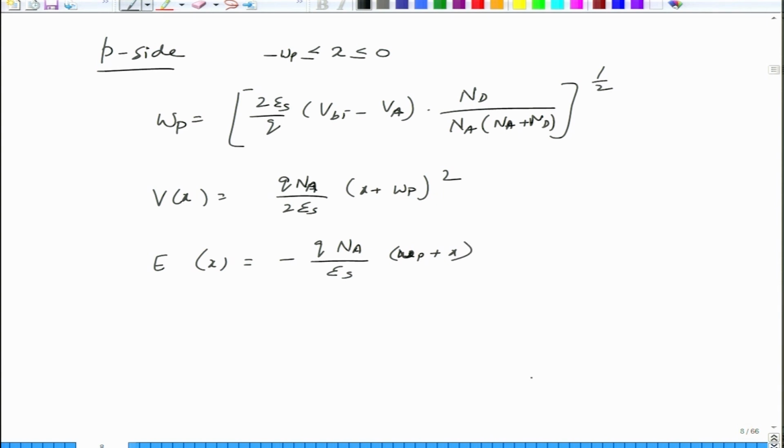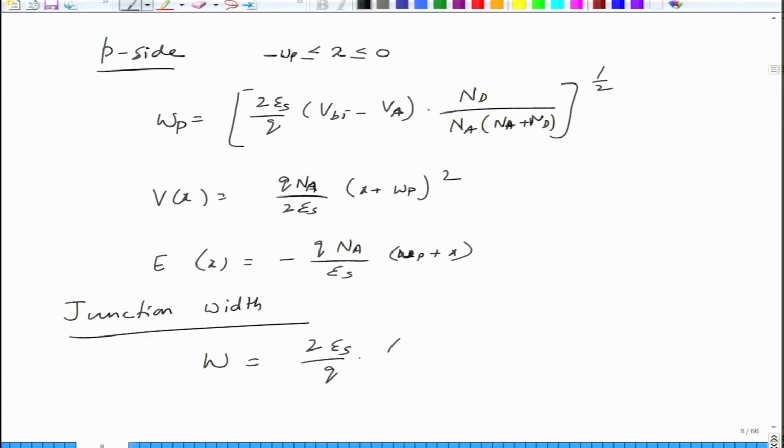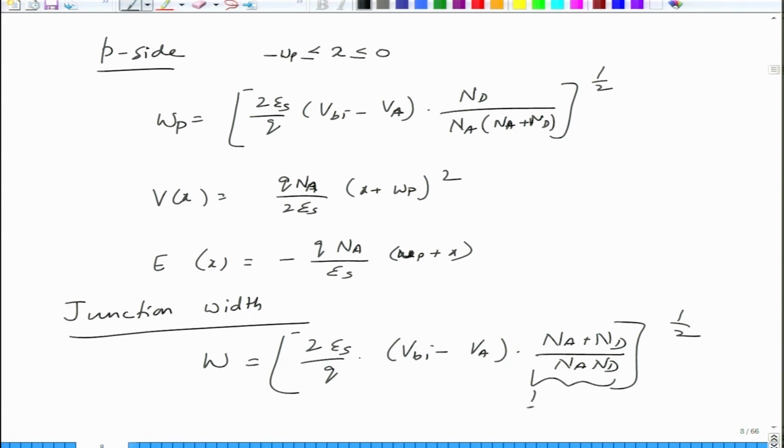and the junction width W will become (2 epsilon s divided by q into VBI minus VA into (Na plus Nd) divided by NaNd) whole to the power half. You can write this as 1 over Na plus 1 over Nd also. So this is the change with the bias.